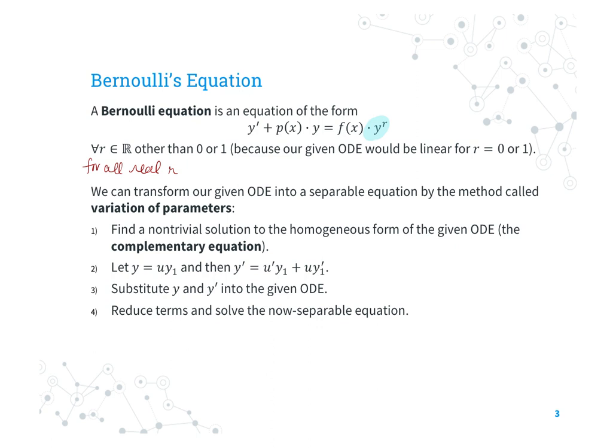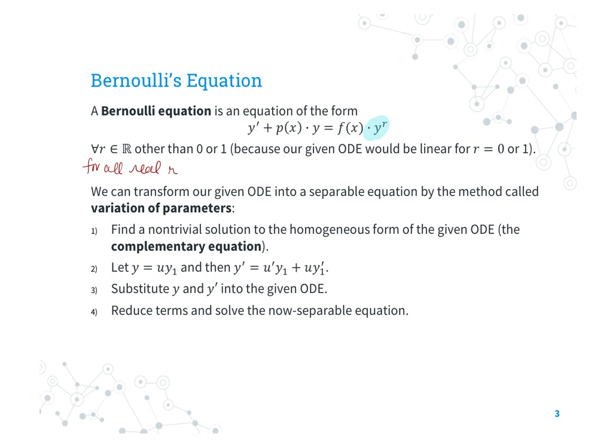So r has to be bigger than 1. It can't be 0, it can't be 1, it needs to be between them or bigger than 1. So we can transform our given ODE into a separable equation using variation of parameters. So I had mentioned that before. Well, how does this work?